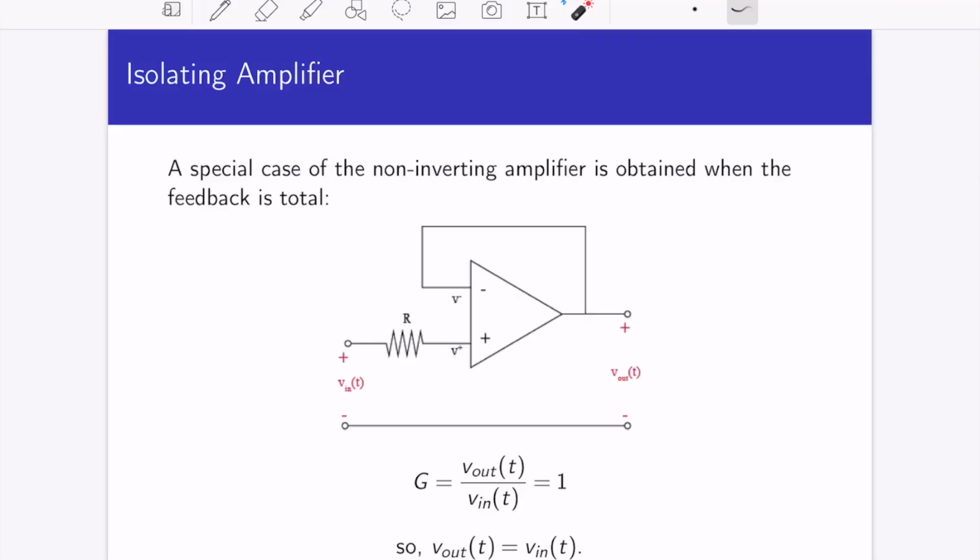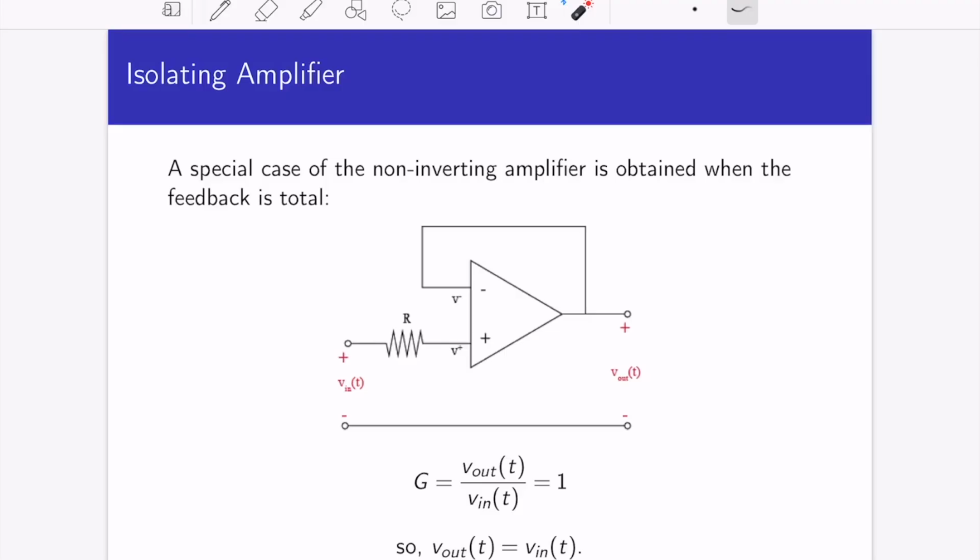What we do is instead of having a feedback resistor here, we just put a connection. That means the feedback resistor is 0. And when we do that, we get V out over V_N is equal to 1. So that means that V out is equal to V_N. Sometimes we call this a source follower. Sometimes we call it an isolating amplifier. These are all names for the same thing.